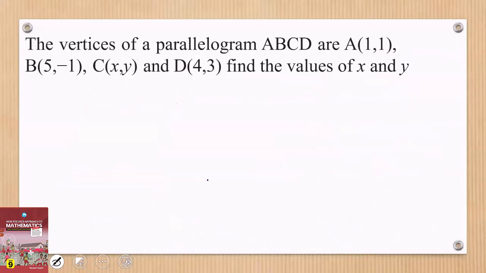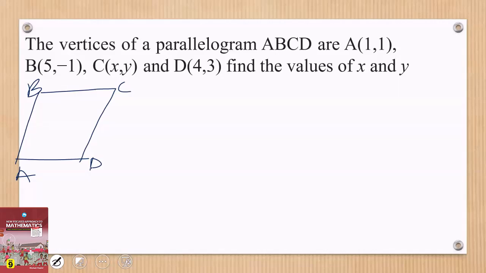The vertices of parallelogram A, B, C, D are given as 1, 1, 5, -1, X, Y, and then D, 4, 3. So you must always draw the parallelogram, and you label it according to the way you want, but it must flow in the same direction. So if I go A and I put B here, I can put C here, I can put D here.